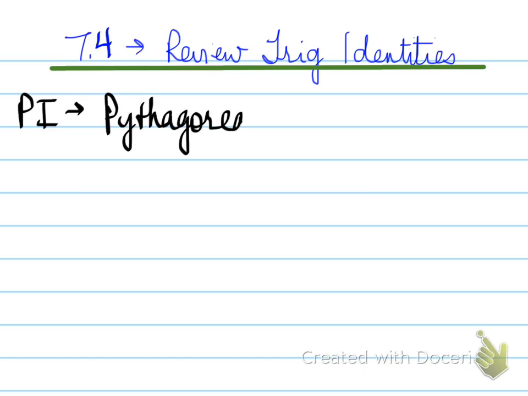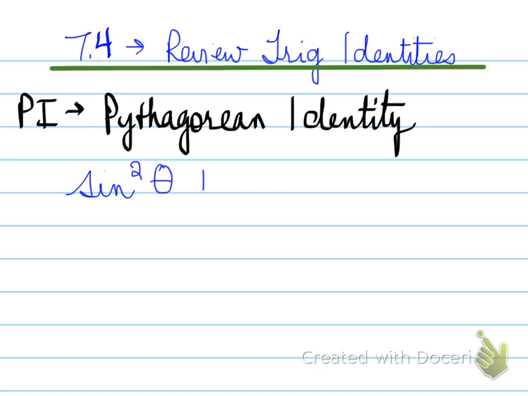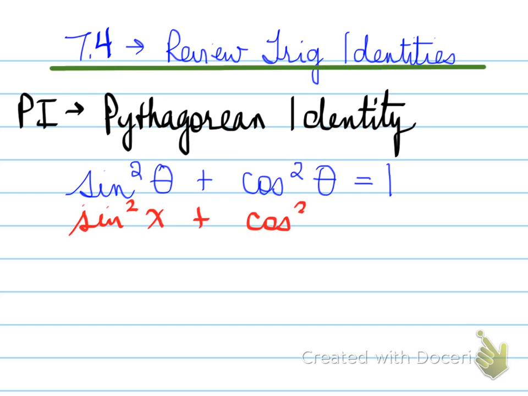The first identity is called the Pythagorean identity. You learned this identity and it was called sine squared theta plus cos squared theta is equal to 1. Now keep in mind it's not always a theta. Sometimes you'll have an x. For example, sine squared x plus cos squared x is equal to 1.